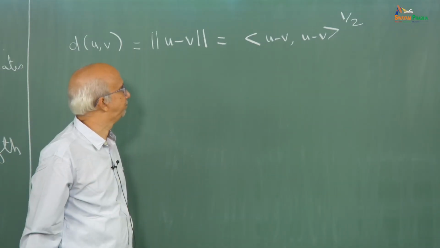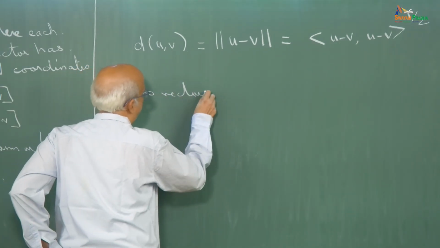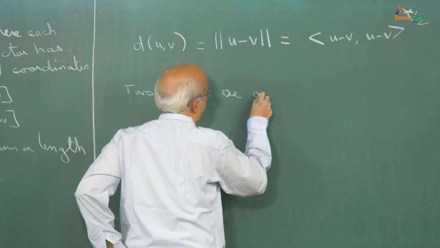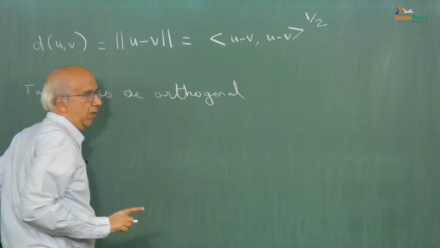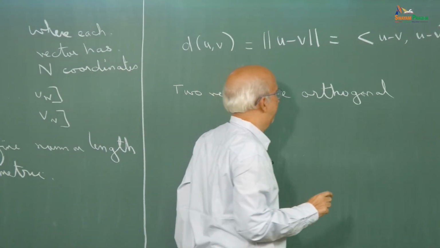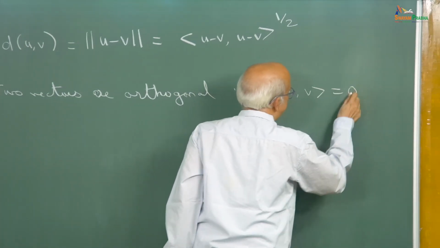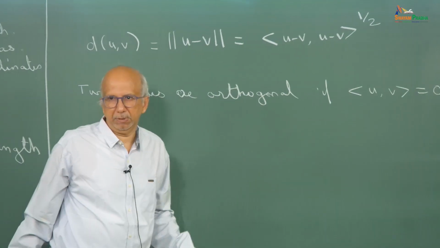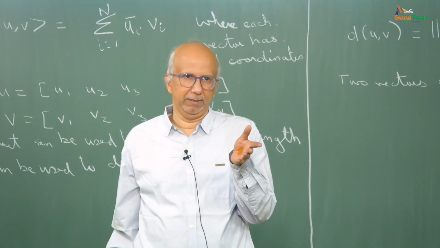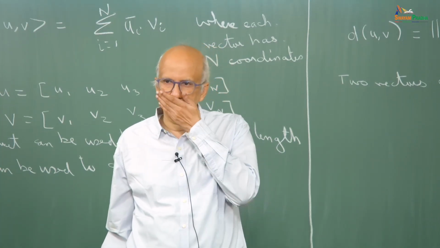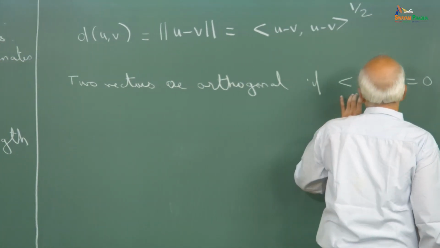Now, two vectors are orthogonal or perpendicular, okay, if the inner product of u and v is 0, because remember the dot product is what we have generalized for the inner product, and it represents the cosine of the angle, okay, cos 90 is 0. So, basically if I say two vectors are orthogonal, I mean the inner product is 0.